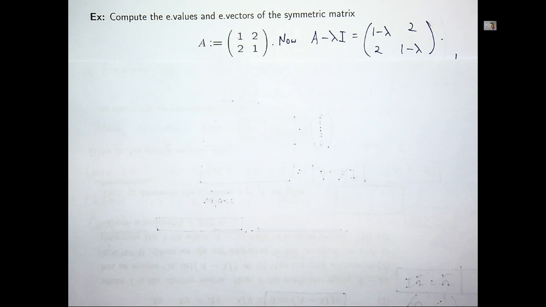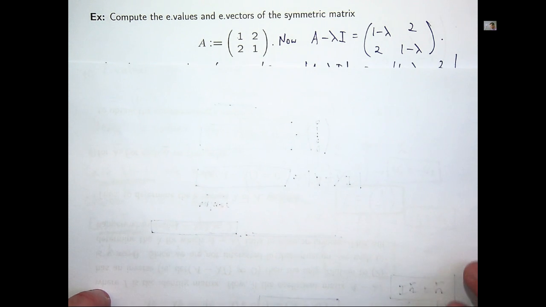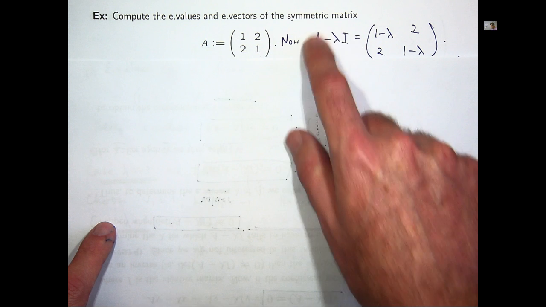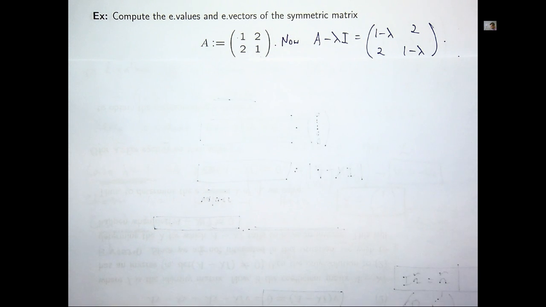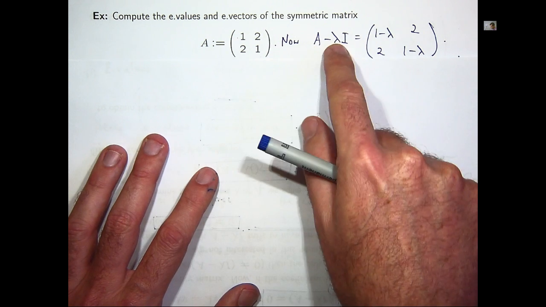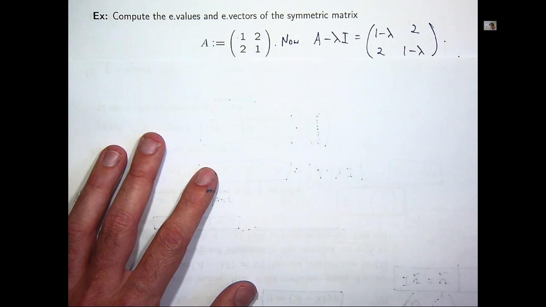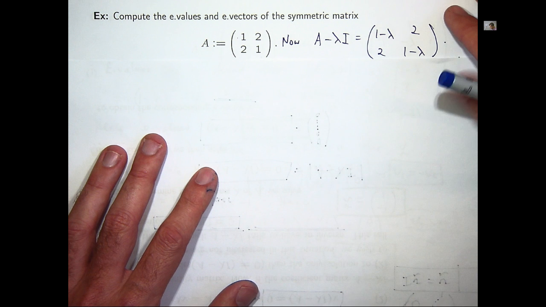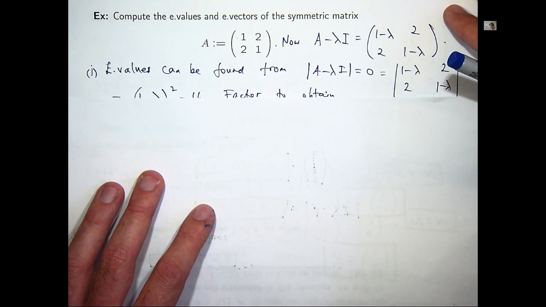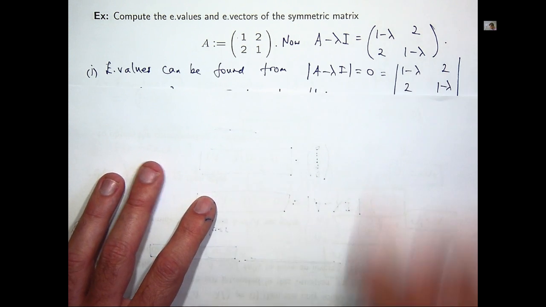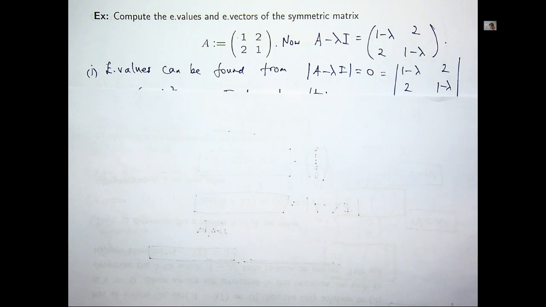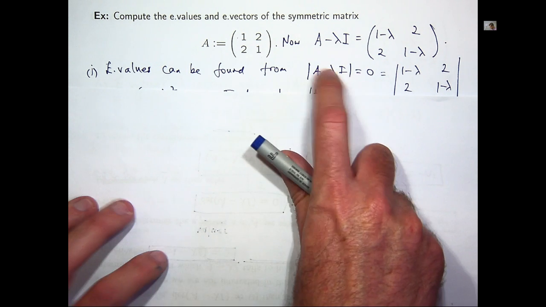Compute the eigenvalues and the eigenvectors of the following symmetric matrix. So we're going to work essentially with this coefficient matrix here. A minus lambda I is essentially just inserting a minus lambda down the diagonal. And we're interested in the determinant of this matrix and when it equals 0. So the eigenvalues can be found by solving this equation here.